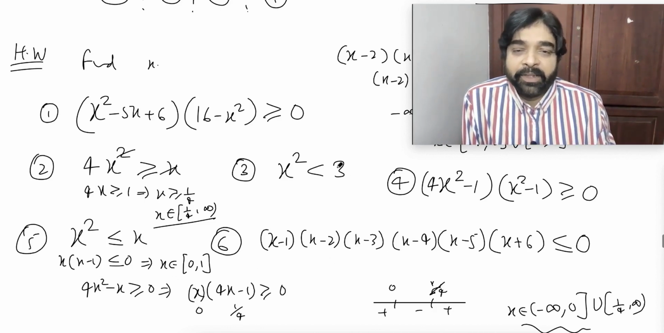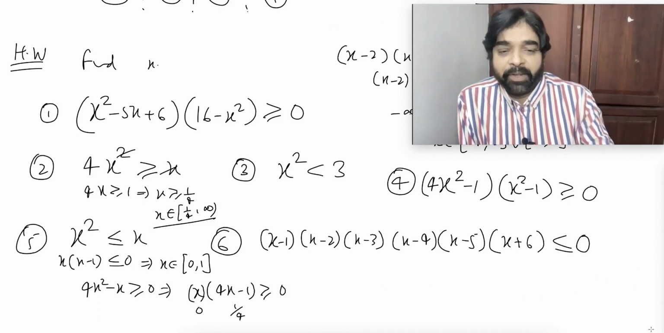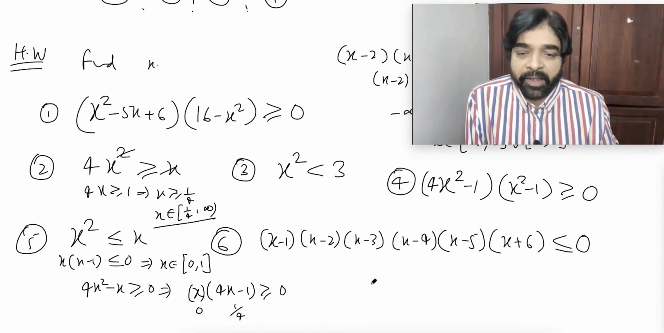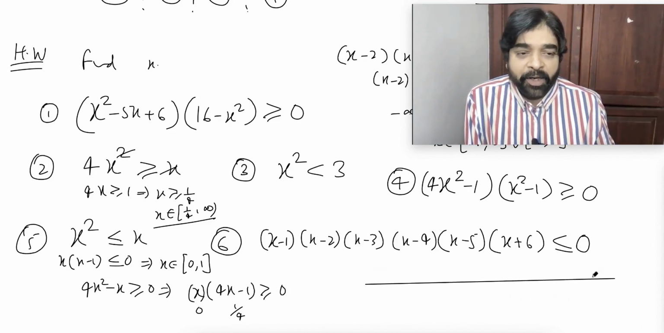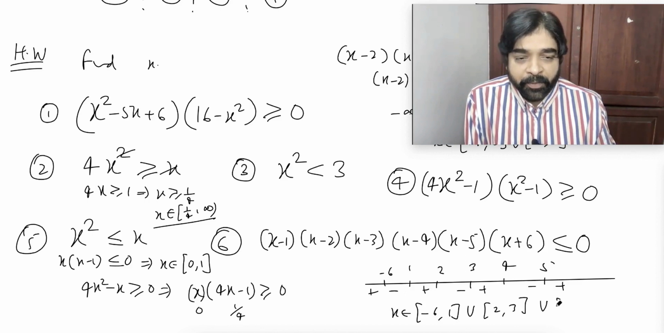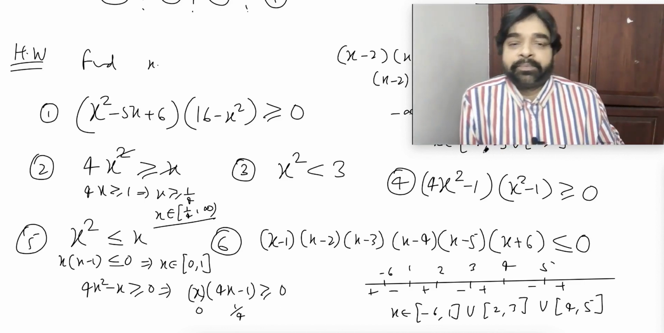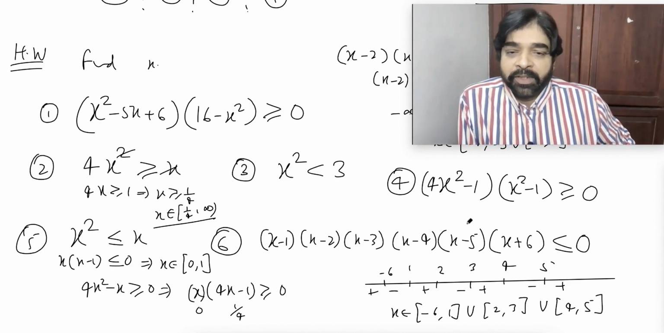This one again is simple. This is actually, I already factorized and given you the question. So this is a very simple question. Here critical point, directly we can use the critical point. Critical point is minus 6, then 1, then 2, then 3, then 4, then 5, positive, negative, positive, negative, positive, negative, positive. We want negative, x element of close minus 6 to 1, union 2 to 3, union 4 to 5. Am I right? Did all the questions we discuss?